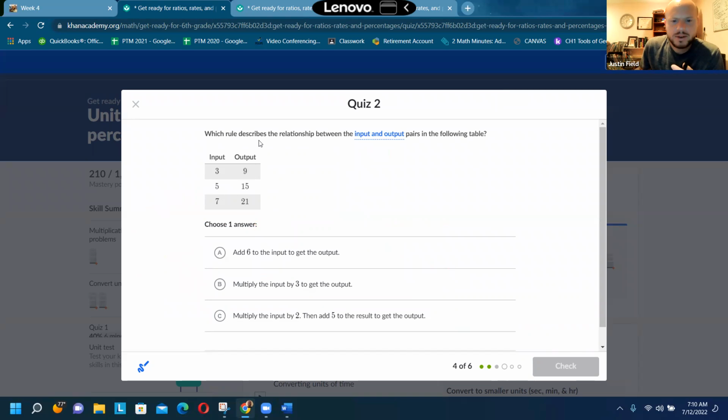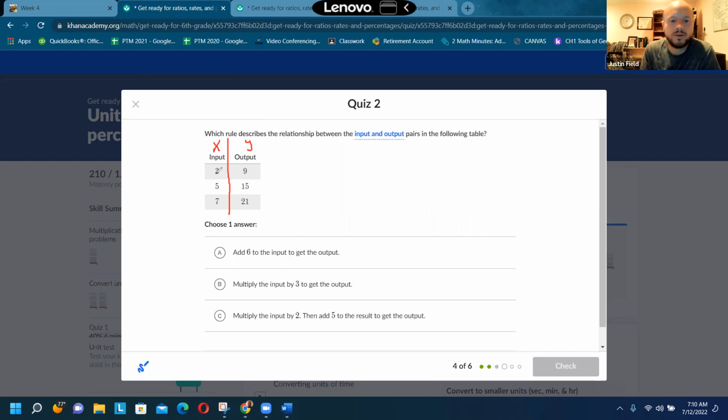Which rule describes the relationship between the input and the output? So there's a key point here. The input is the first column. A lot of times the x is the input and the output is y. So get used to the x being the input, the y being the outputs.